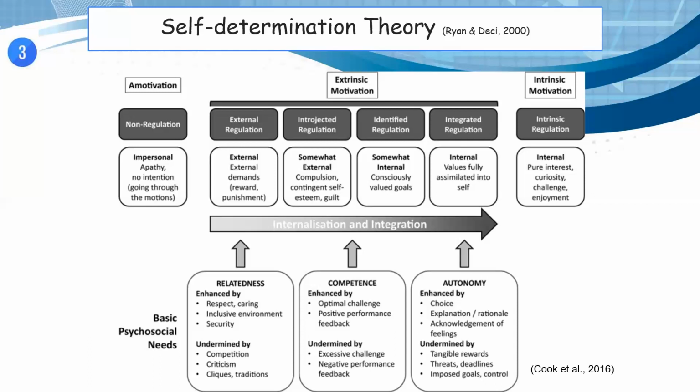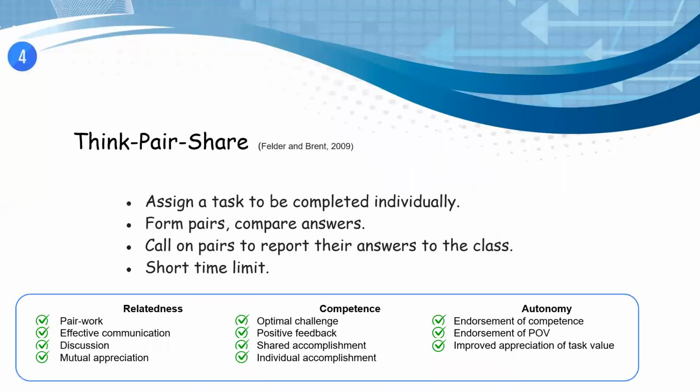These three basic psychological needs will be important to this presentation, as they'll be used to gauge the effectiveness or potential effectiveness of active learning tasks. I'll describe several active learning tasks and interpret them through the prism of self-determination theory and these three basic psychological needs. So let's move on to the first active learning task.